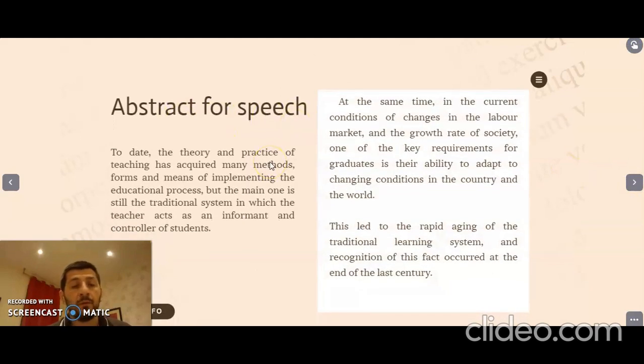Abstract: to date, the theory and practice of teaching has acquired many methods, forms and means of implementing the educational process, but the main one is still the traditional system in which the teacher acts as an informant and controller of the student. At the same time, in the current conditions of changes in the labor market and the growth rate of society, one of the key requirements for graduates is their ability to adapt to changing conditions in the country and the world. This led to the rapid aging of the traditional learning system, and recognition of this fact occurred at the end of the last century.